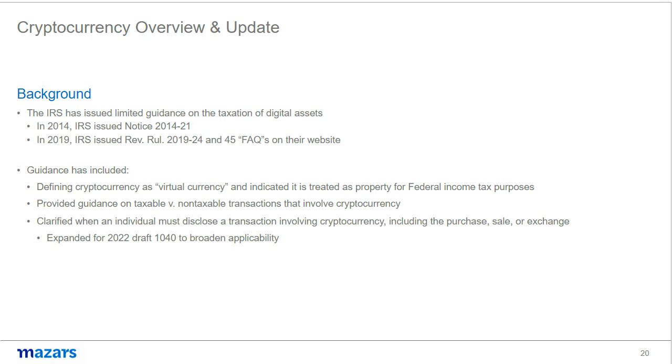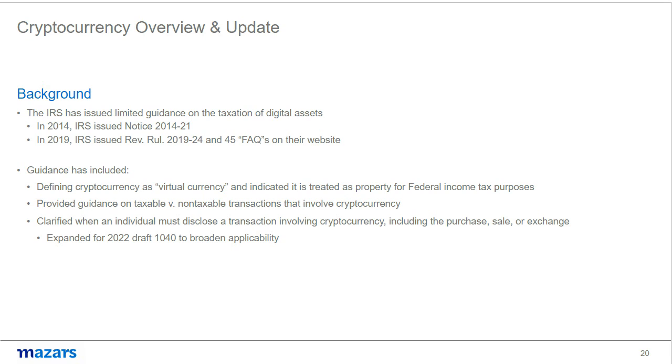So in 2014, the IRS issued its first round of guidance on their view of crypto in the form of Notice 2014-21. And with that, they added an FAQ section to their website to answer some common questions about cryptocurrency and how it's taxed. In 2019, the IRS followed up with Revenue Ruling 2019-24, providing some additional guidance on forks and airdrops, and they updated the FAQs to include some of this information as well.